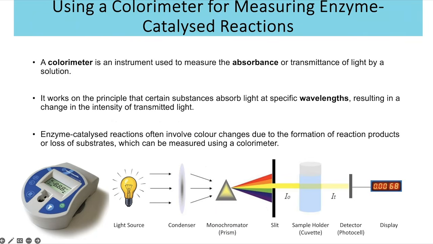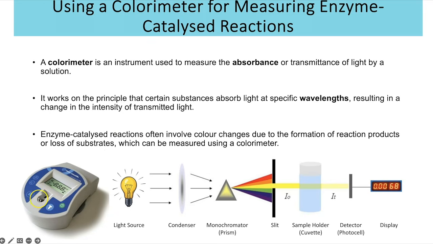So a colorimeter then is an instrument used to measure the absorbance or the transmittance of light by a solution, but it's normally the absorbance. It works on the principle that certain substances absorb light at specific wavelengths, and that results in a change in the intensity of the light that can be transmitted through the solution. Enzyme catalyzed reactions often involve colour changes due to the formation of reaction products or the loss of a substrate. So you could measure this within a colorimeter.